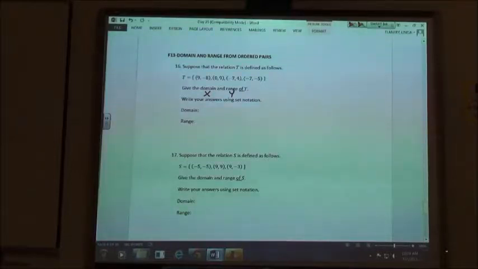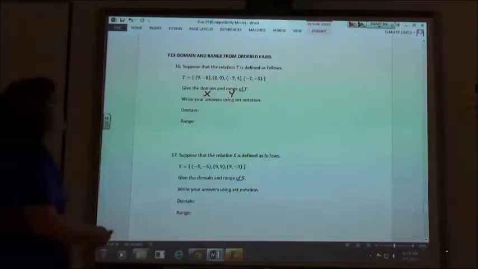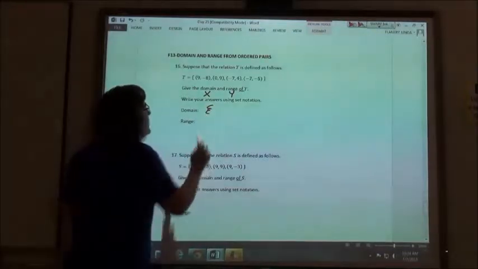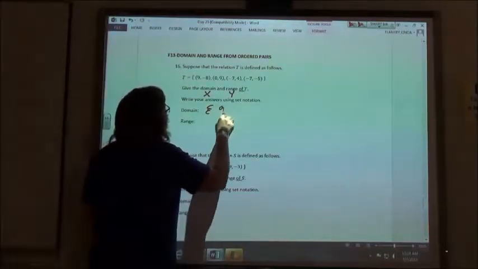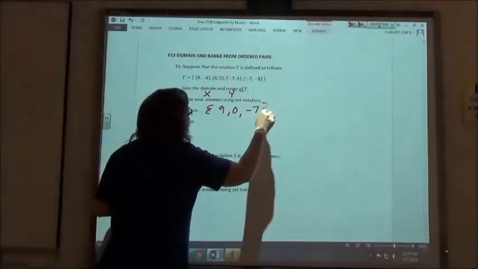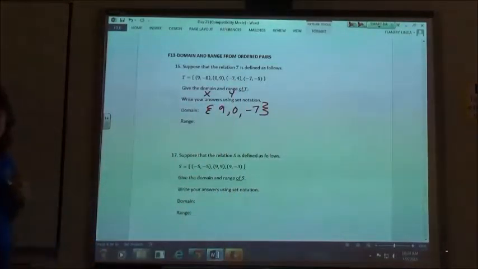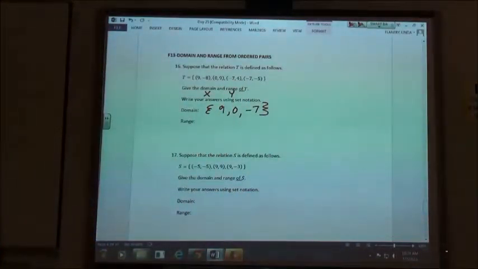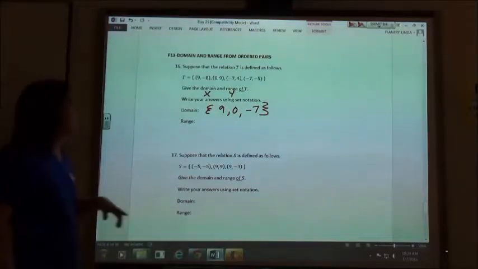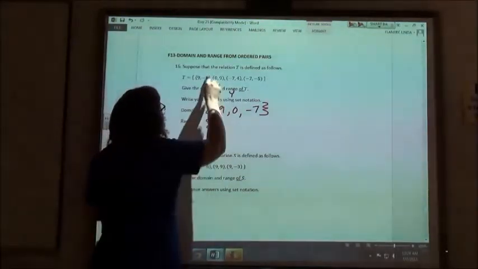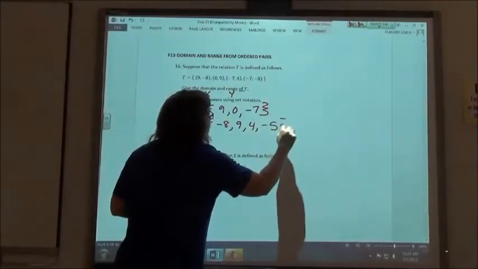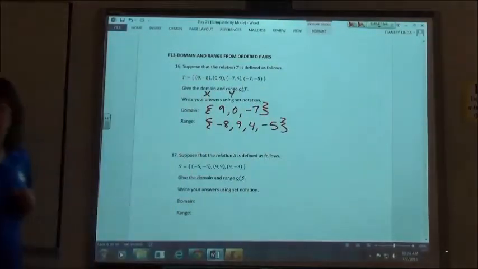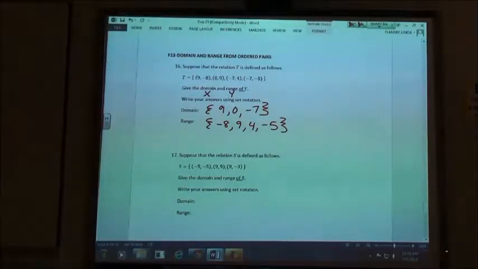Wants you to put your answer in set notation, so you do have to put the set symbols around your values. And if something occurs more than once in the set, you don't need it in your list more than once. So my domain would be 9, 0, and negative 7. I don't need to put that negative 7 in there more than once. And I don't have to put them in order unless I really want to. My range would be the negative 8, 9, 4, and negative 5. Nothing repeated, so I just listed each of my y values.